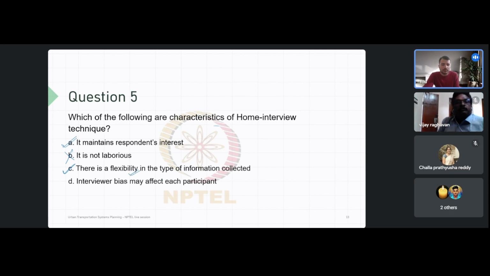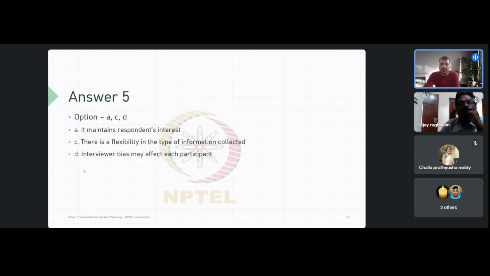Also, as we discussed, there is interviewer bias. So it may affect each participant. Depending upon how the interviewer is, how he's asking the questions, how is his behavior, it will affect the participant also. If the interviewer behaves nicely, they may respond well and to all the questions properly, but that may not be true for the other case. So A, C, and D are correct. B is not correct. So moving on. So A, C, and D.